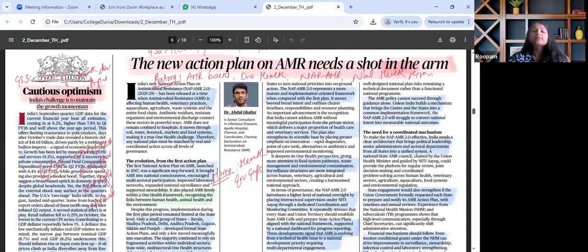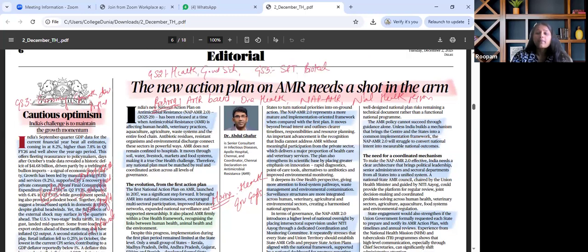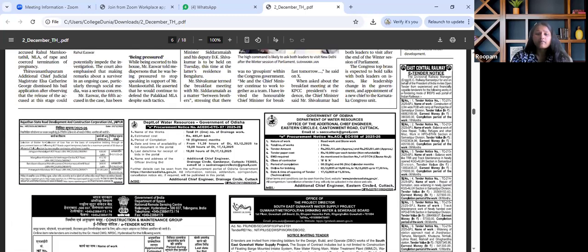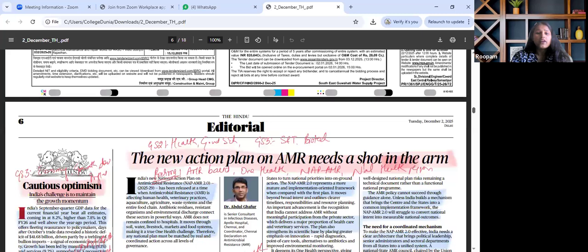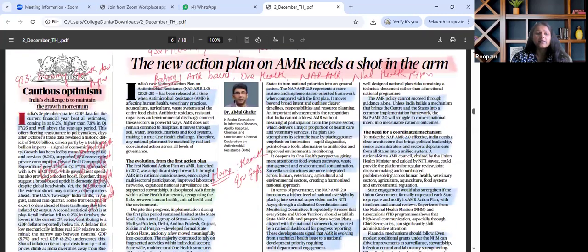concepts. The next important article, which is there, talks about the new action plan on AMR, that is antimicrobial resistance, needs a shot. Now, when we map this particular article in our syllabus, this will fall under GS Paper 2 Health and Governance Scheme, and also GS Paper 3 Science and Tech, and in particular biotechnology could be the core areas wherein this particular article can be interlinked.